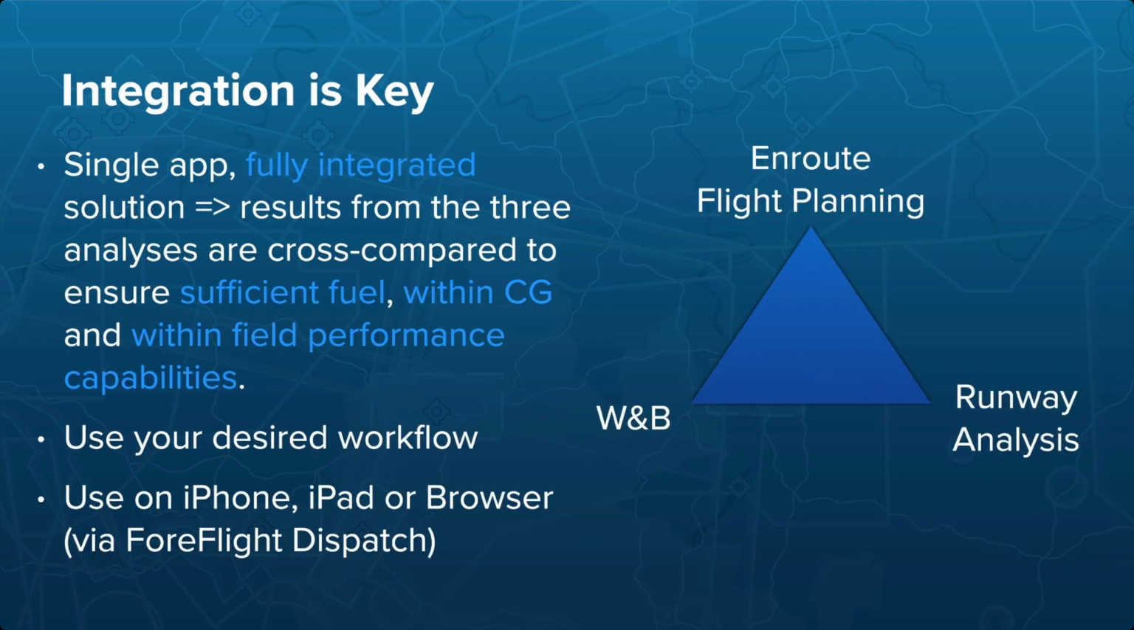On the next slide here, I want to talk a little bit about integration. So the key is integration. The whole point of this is to integrate the Enroute flight planning with the weight and balance with the runway analysis. And we want to make sure that any flight you plan has sufficient fuel to get from point A to B, and also your alternates, of course. We want to make sure that takeoff, landing, and throughout the flight, you're always within CG parameters. And we also make sure you fit on the runway, either taking off or landing. So that's where the runway analysis portion comes into play.